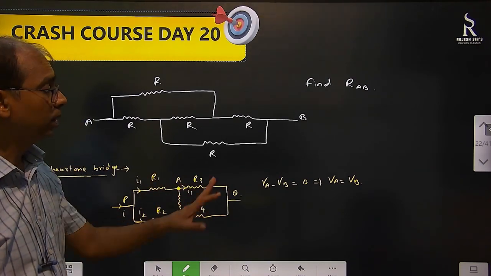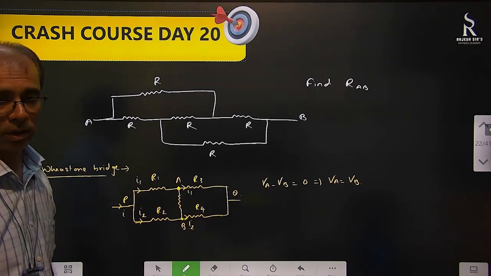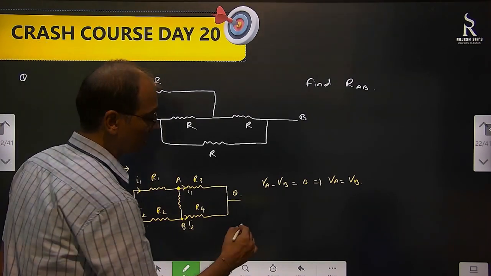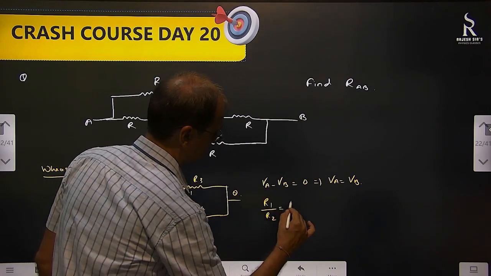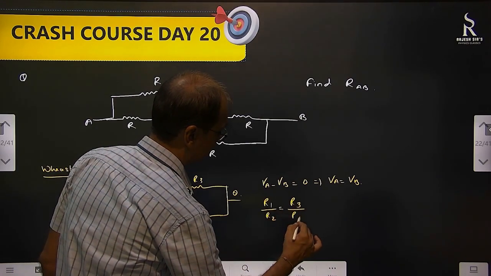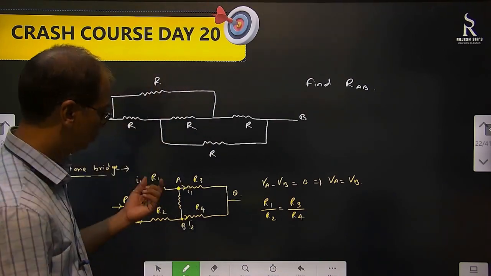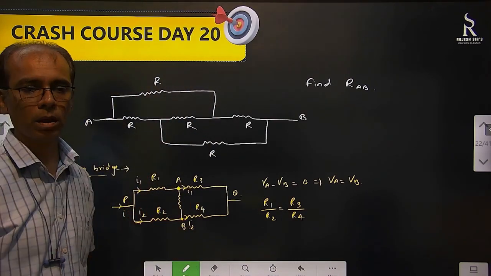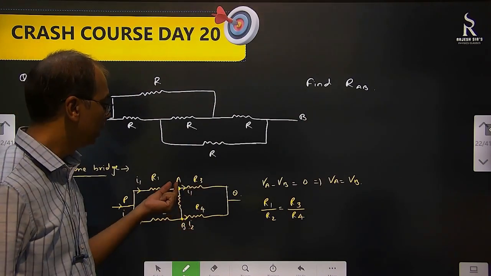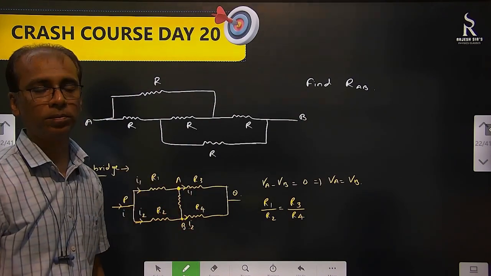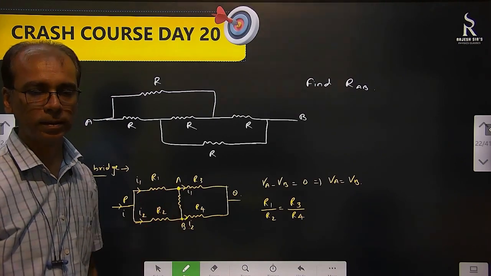Okay, but VA minus VB equal to 0 and VA equal to VB. Then what relation comes out? We get the relation as R1 by R2 equal to R3 by R4. So if R1 by R2 equals R3 by R4, definitely A and B will be at the same potential. That is what the Wheatstone bridge says.